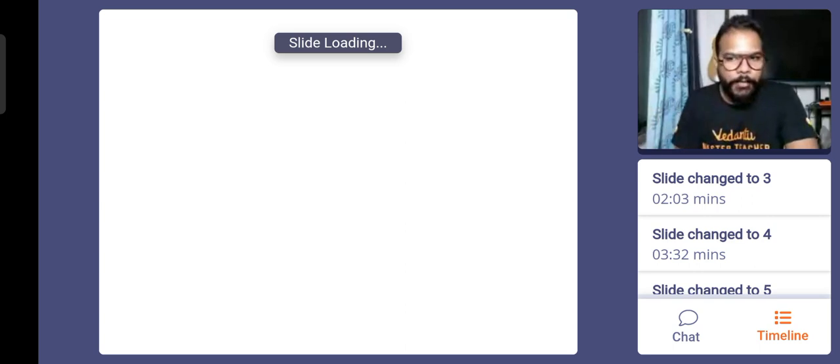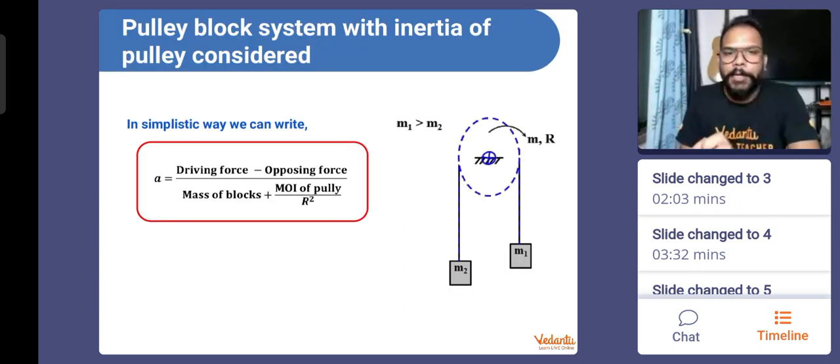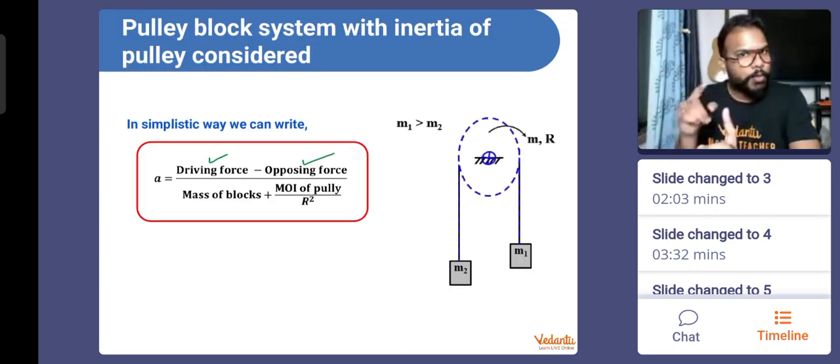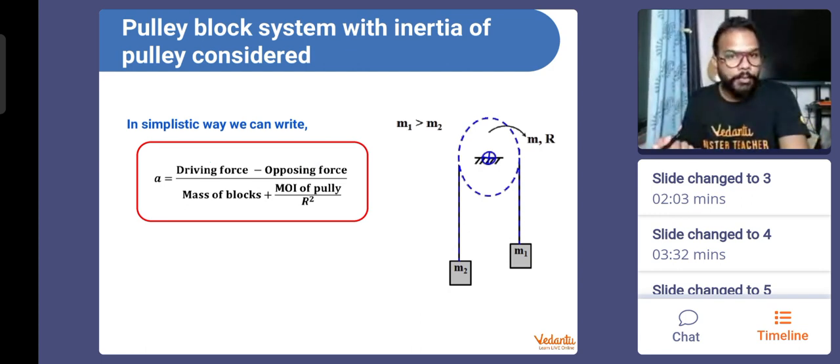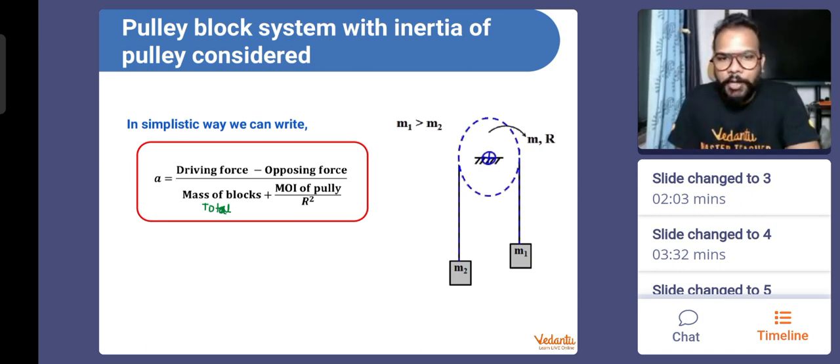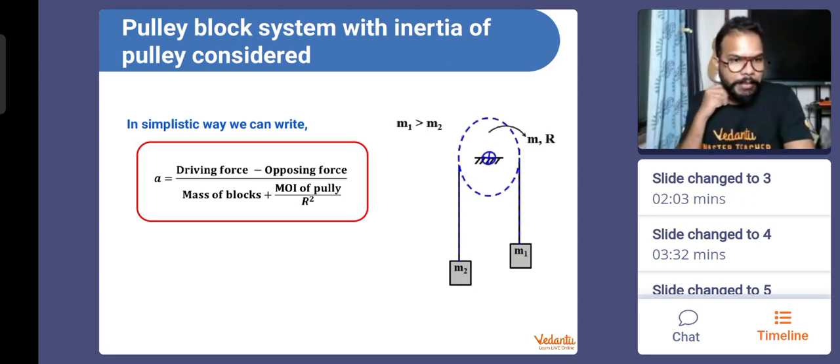A generic answer in front of all of you. In a given system, if you are able to identify the driving force and the opposing force, there could be more than one driving force, there could be more than one opposing force, there could be more than two blocks, there could be more than one pulley. But the total driving force minus the net opposing force, divided by the total mass of the blocks plus the moment of inertia of the pulley divided by its radius square. Driving force is the helping force. So if you are able to digest this formula, you can use it. If you are able to understand it, you can memorize it, and you will be able to save some time in the questions.